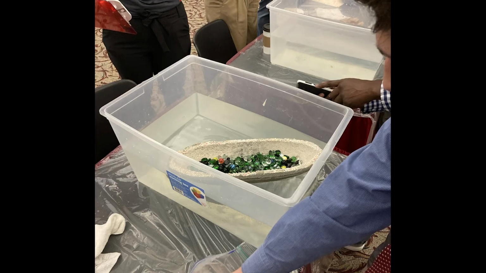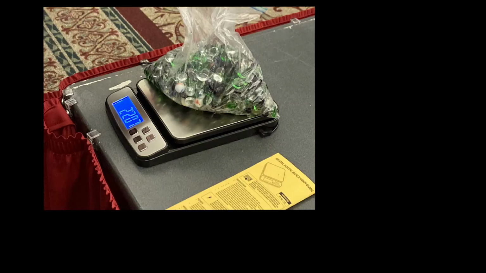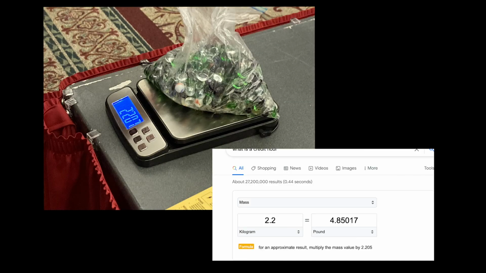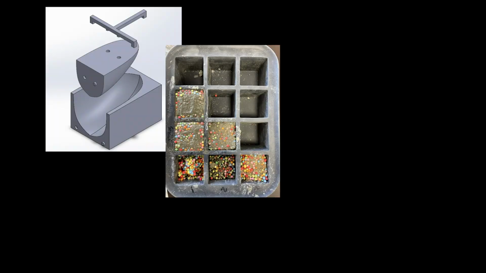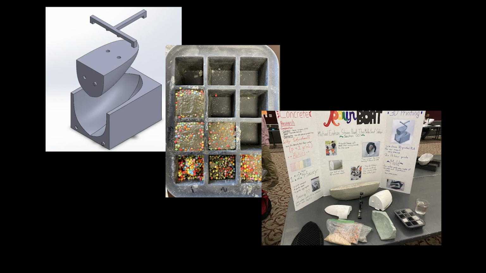After much anticipation, it was finally time to compete. We were shocked by the amount of marbles it held, 2.2 kilograms or nearly 5 pounds. This was so much, in fact, that we ended up placing first out of the 10 teams that were there. When asking ourselves why we won Fed, we think it was a combination of our attention to detail, our rigorous testing, and our ability to present our product.